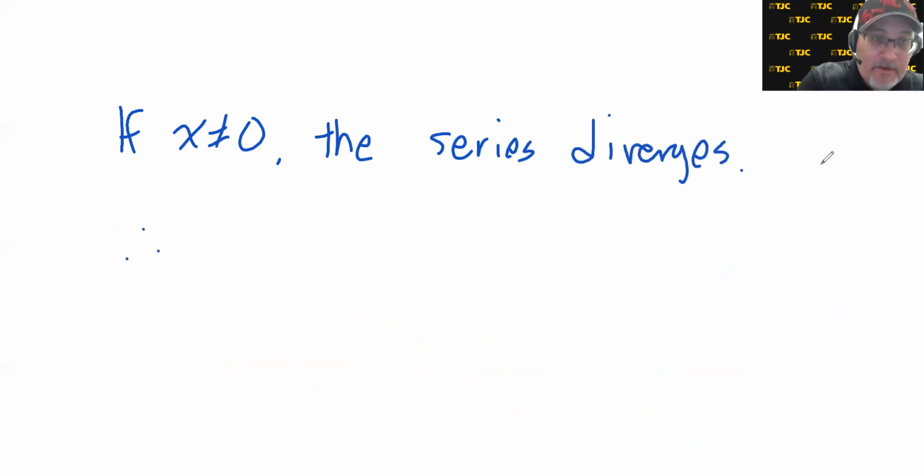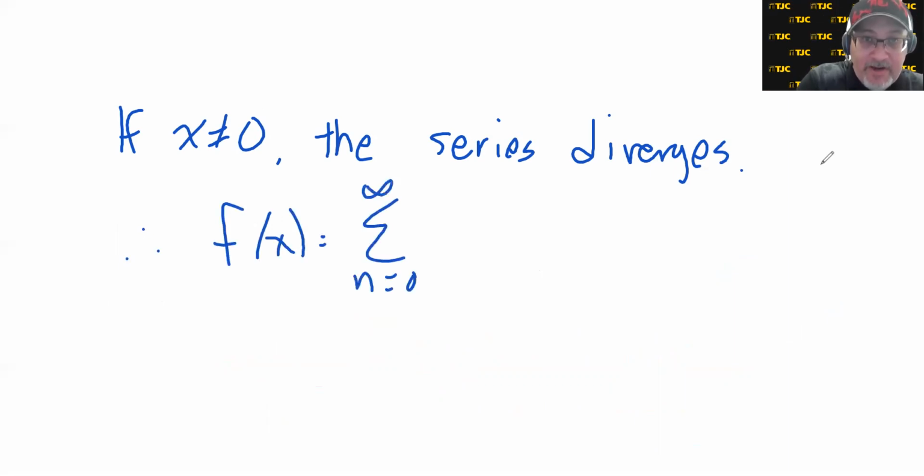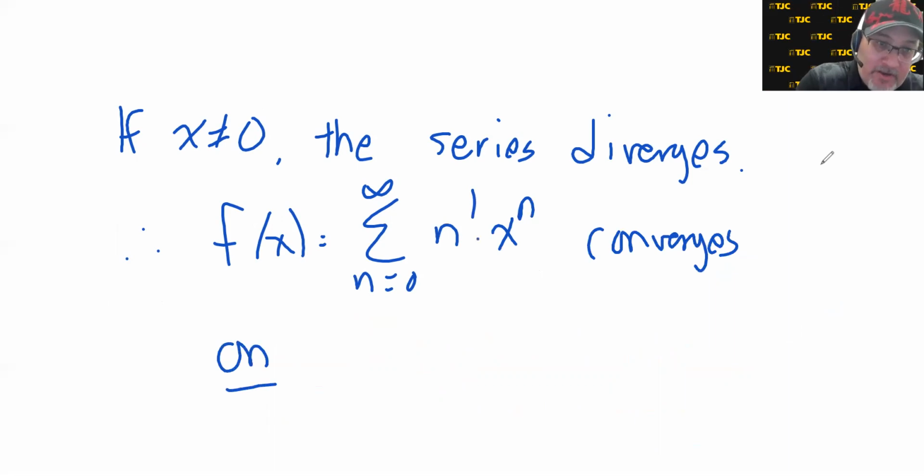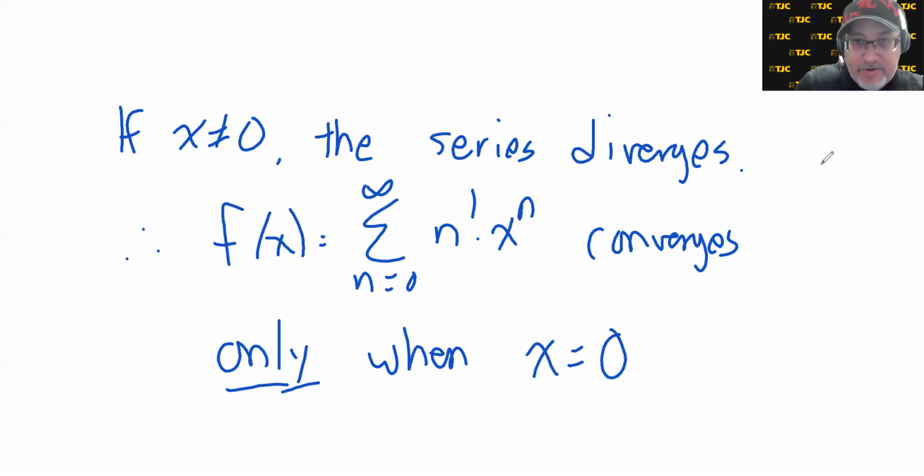Therefore, f of x equals the sum of n equals 0 to infinity of n factorial times x to the n converges only when x is equal to 0. So in retrospect, it's a fairly uninteresting series because for the most part, it doesn't even converge. It only converges at a single value, at x equals 0. We're going to look at some more series that converge at other places. And then after a few examples, we're going to make an observation and draw a conclusion. It'll become a theorem.